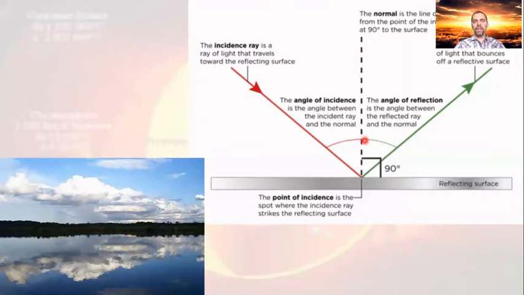Between the normal line and the incident ray, there are two angles. These are the angle of incidence, the angle between the incident ray and the normal line, and the angle of reflection, the angle between the reflected ray and the normal line.